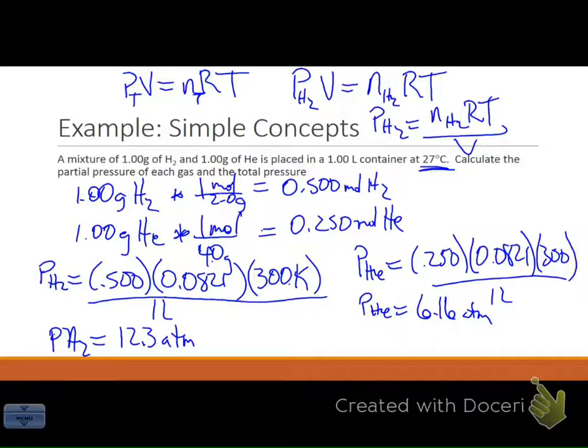So now the total pressure, we're just going to add those two up. So it'll be 12.3 plus 6.16. And I got 18.5, rounding it to sig figs. So the main idea of this example problem is you can use PV = nRT for partial pressures in a mixture if you just use the moles of that particular species.